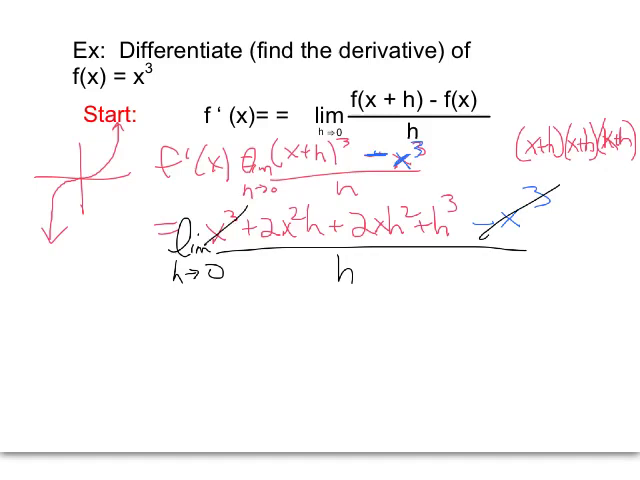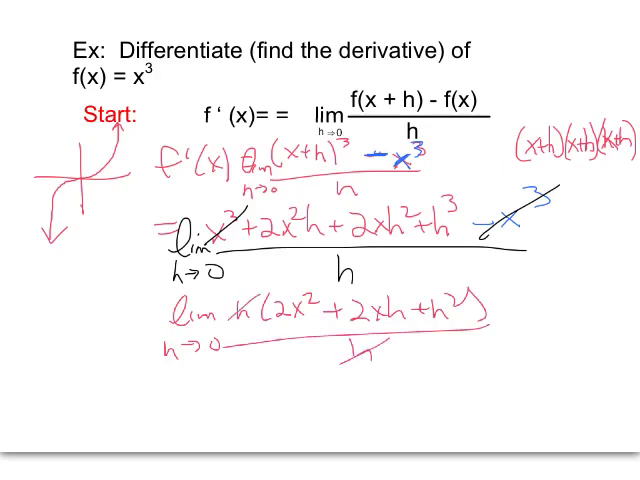And now you take a look. Remember last section, you always factored the h out and it canceled? Well, that's going to happen here also. We're going to get the limit as h goes to 0, h times quantity 3x squared plus 3xh plus h squared all over h, and the h's cancel. Now you can safely plug that 0 in to h.